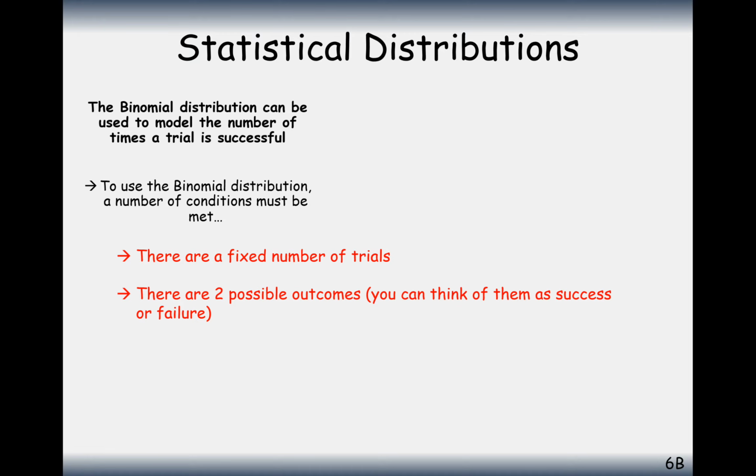So we must need a fixed number of trials, or the number of times we're going to perform this experiment. There must only be 2 possible outcomes. You can think of this as success and failure. And the probability of success is the same each time.